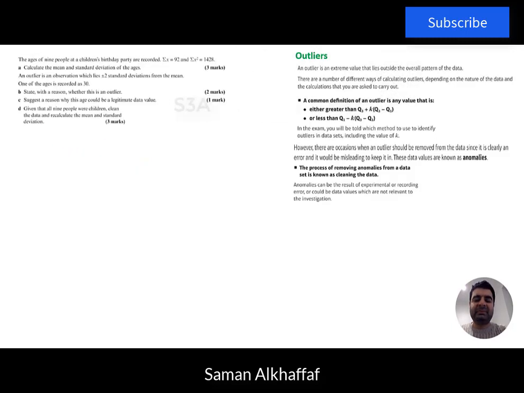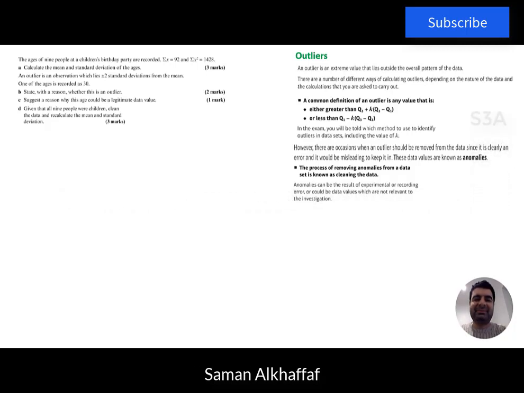In this example, the ages of 9 people at a children's birthday party are recorded. The sum of the data is 92, and the sum of x squared equals 1428. First, calculate the mean and the standard deviation of the ages, and an outlier of an observation lies plus or minus 2 standard deviations from the mean. One of the ages is recorded as 30.